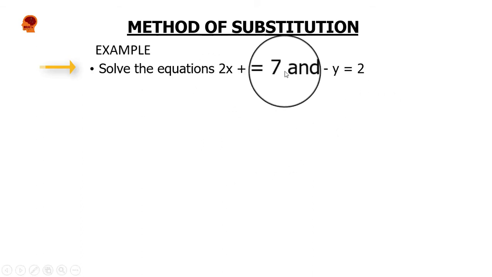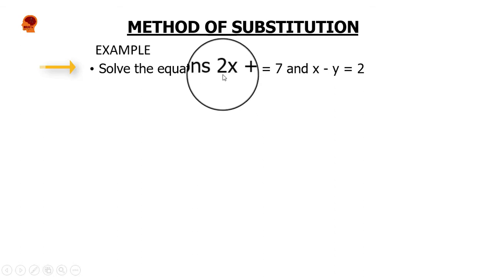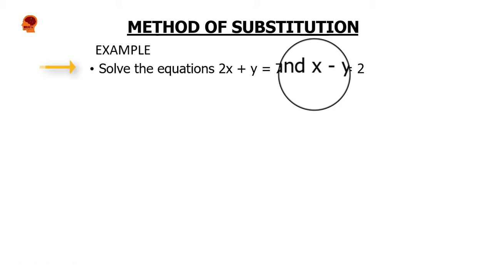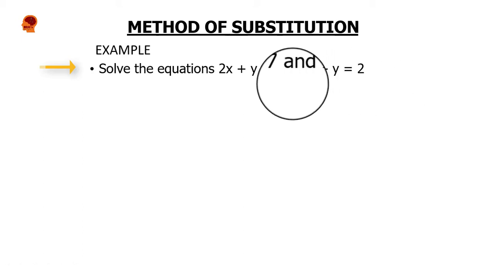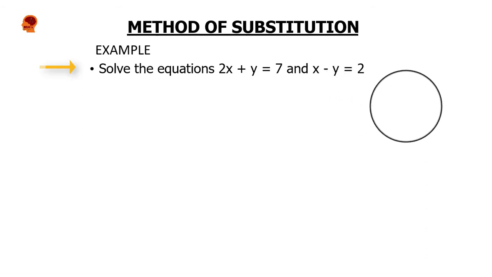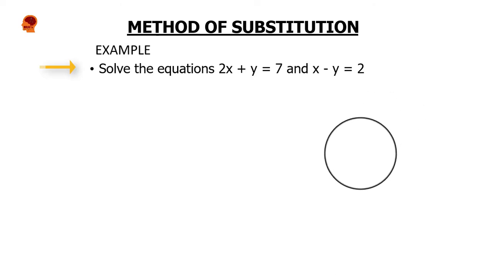Now the x here, the coefficient is what? 2. And then the x here, the coefficient is what? 1. So we use the substitution method when, in any of these equations, the coefficient of the unknown is 1, then this method is best used. So now to solve this, what do we do?